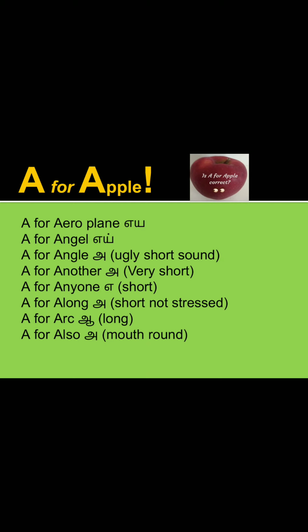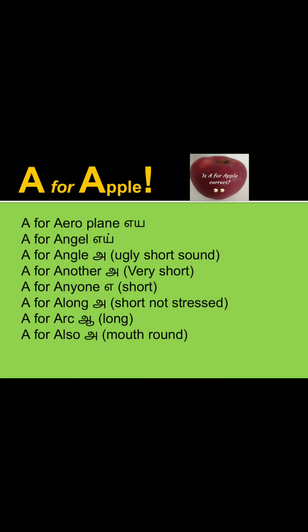Then if you look at the next one, A for along. Along. When we say along, long is heard louder than A. So that A becomes a short sound. At the same time, it is not a stressed sound, so it is really short. And if you look at the next example here, A for arc. So here under arc, the sound R is quite louder and clear, and you can hear it well. It is long sound. Okay.